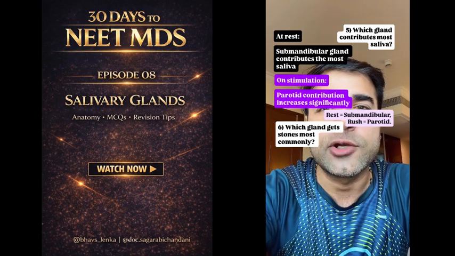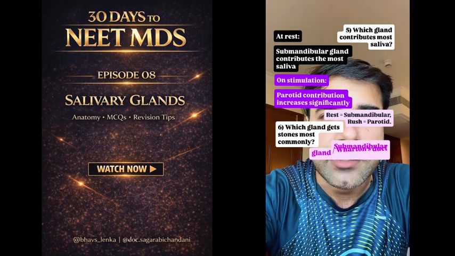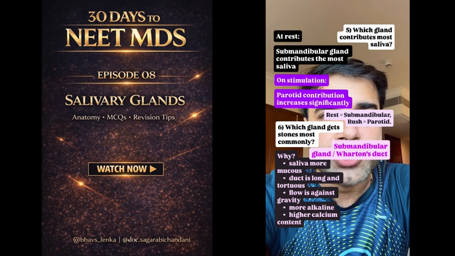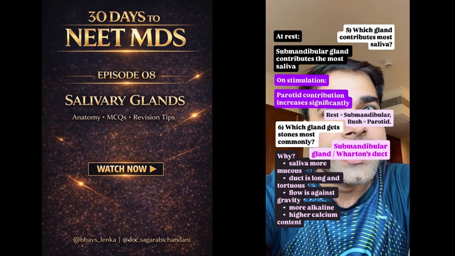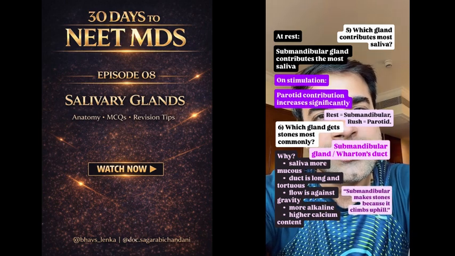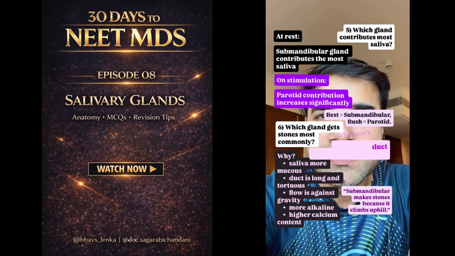Next, which gland gets stones most commonly? The most common site of sialolithiasis is the submandibular gland or Wharton's duct. Why? Saliva is more mucus, duct is long and tortuous, flow is against gravity, more alkaline and higher calcium levels. Mnemonic: submandibular makes the stones because it climbs uphill. This is one of the best memory hooks.